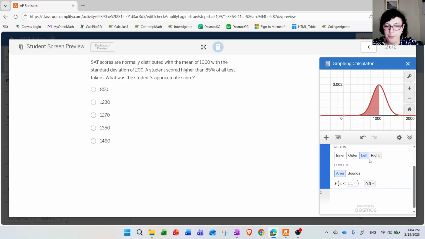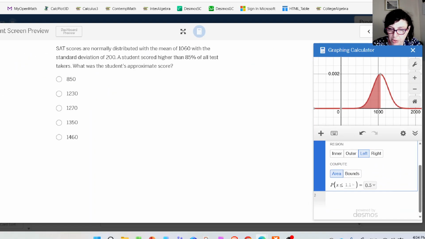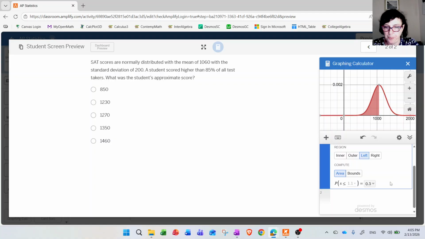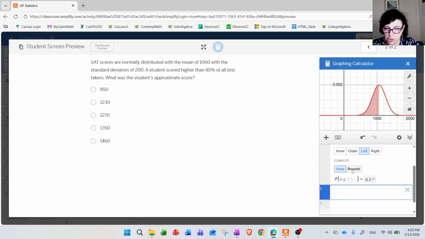We choose that. Then, okay, what do I do here? Here is what I want you to remember. If you see a percent, like here, 85%, you need to switch the compute to bounds. Why? Let me explain the way this works. Right here is where the percent of probability goes. Right here is where the scores or the values go. What do we have? We have the percent, so we need to put it here, and over here is where we find the answer. That means we're going to switch to bounds.